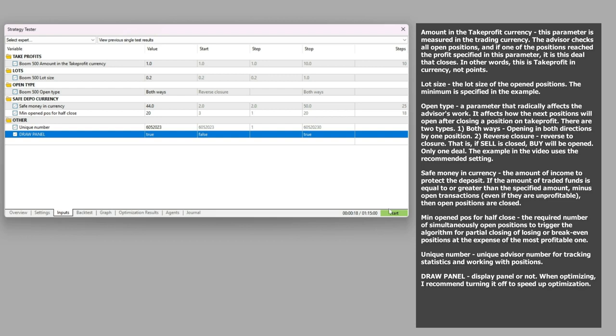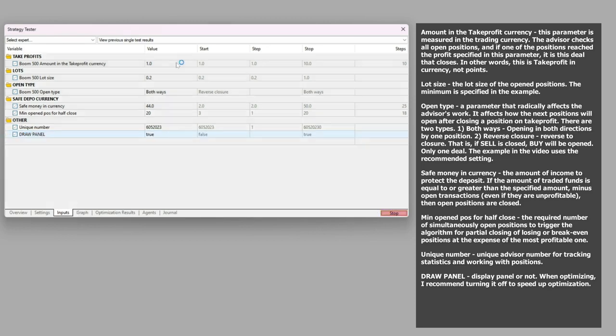Unique number, unique advisor number for tracking statistics and working with positions. Draw panel, display panel or not. When optimizing, I recommend turning it off to speed up optimization.